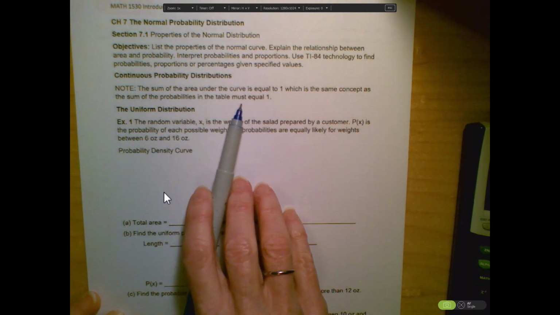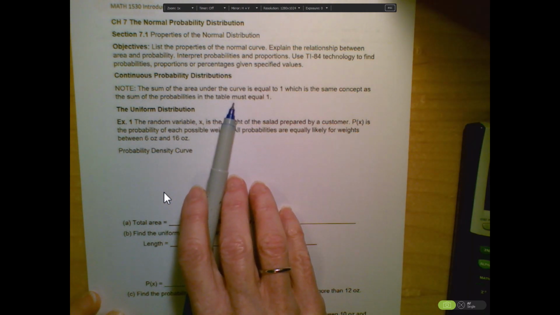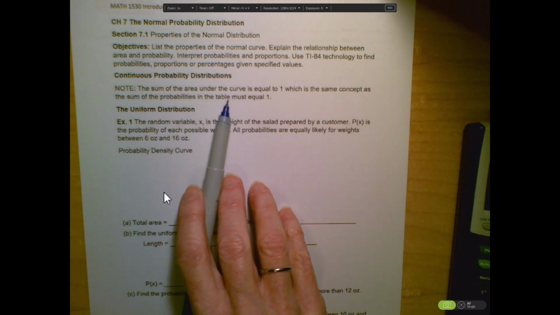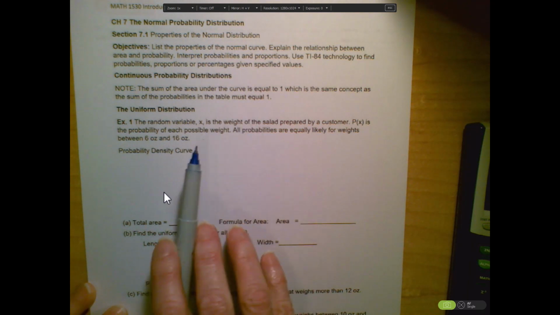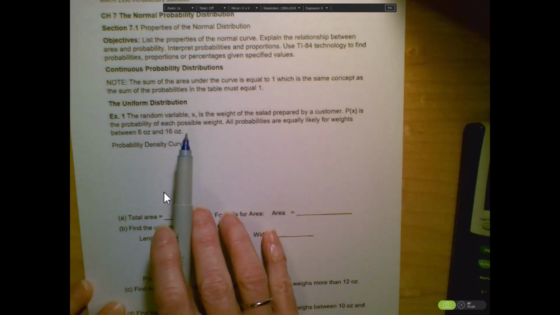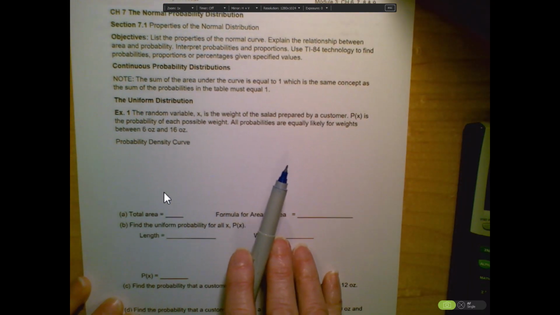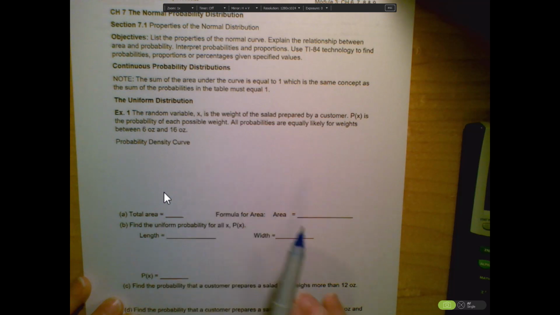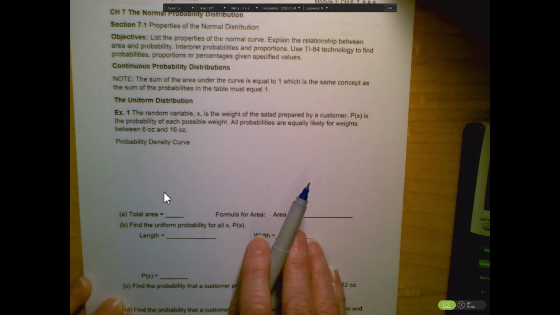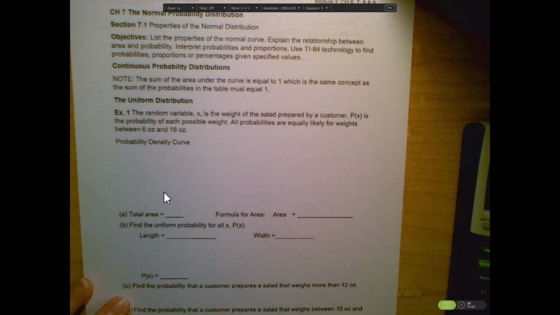So we saw that in the discrete probability distributions, of course all of the probabilities are between 0 and 1 inclusive, but the other requirement is that the sum of the probabilities in the table must equal 1. And now as we look at our diagrams, we're going to be looking at area under the curve, and the sum of that area under the curve must equal 1.